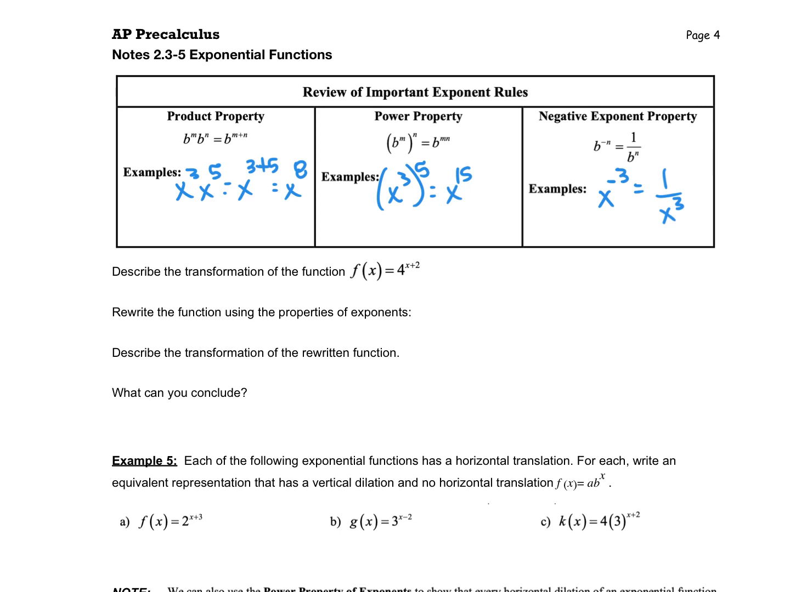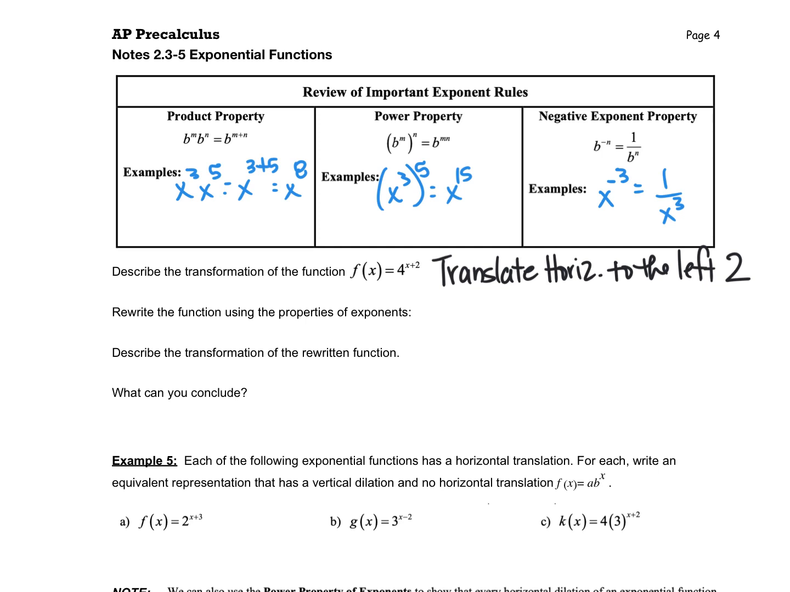Now, here's what I want us to do for just a second. Look underneath. Let's investigate this. Describe the transformation of this function, f of x equals 4 to the x plus 2. Graphically, how would I move that graph? I would translate it horizontally to the left, and I'd take it 2 places.